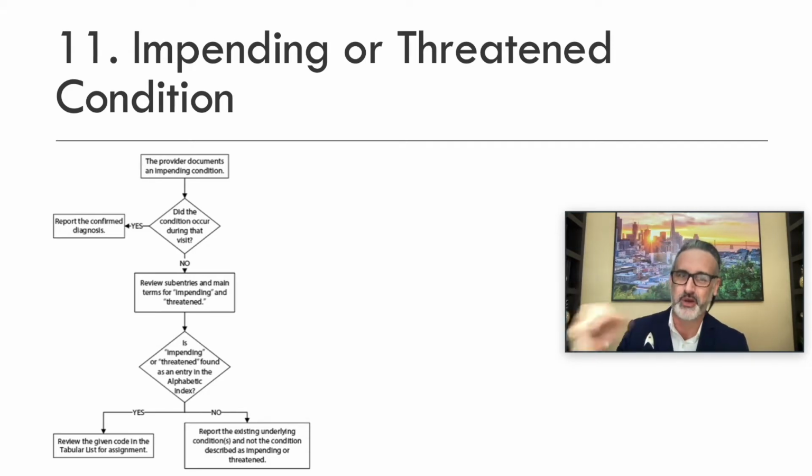So we have the code from the front, impending or threatening, and we go to the back to verify the code. But if we do not have the drop down available, then we report the existing underlying conditions and not the condition described as impending or threatened. Simply just what we just went over, but a nice little chart here instead.